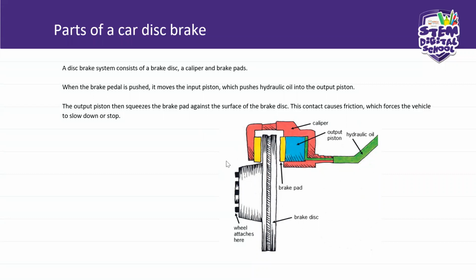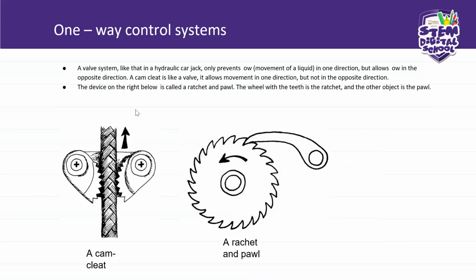Okay. Now, this is how a car disc brake operates. It is a control mechanism. Other control mechanisms are the cleat and the Ratchet and Pawl.